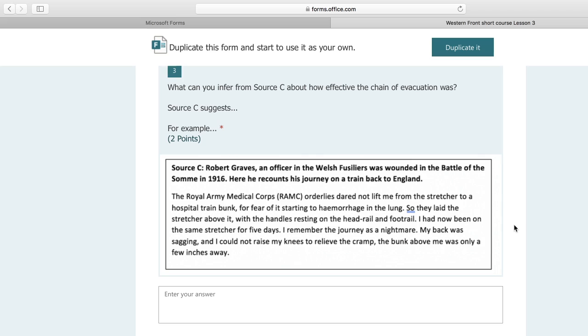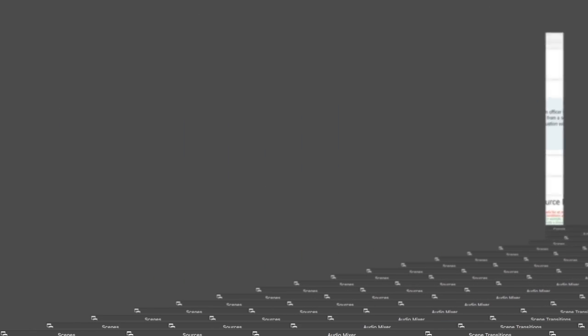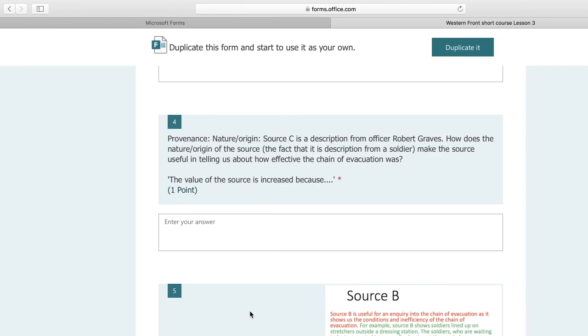And that's how you should be looking at a source. You should be thinking about what you can learn from this source about how effective it was, and then again, picking a quote. And you get 2 marks, one for your inference, one for the quote. After you've done that, you then need to look at the provenance. Now, I've given you the provenance, and for lesson 4, I think I'm going to want you to identify what the provenance is. So really practice that skill.